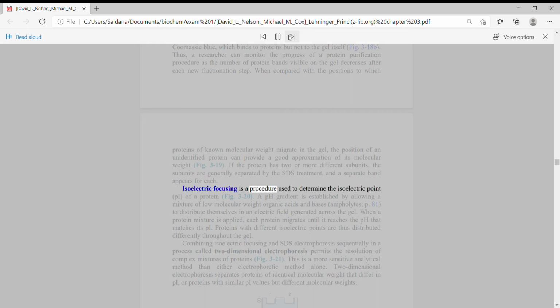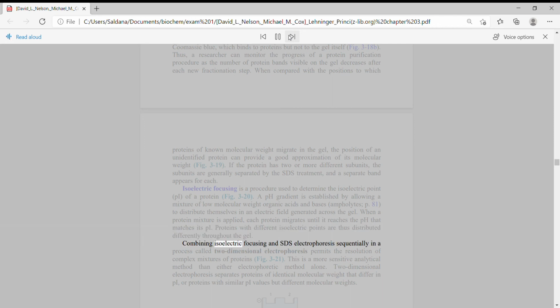Isoelectric focusing is a procedure used to determine the isoelectric point, pI, of a protein, Fig. 3-20. A pH gradient is established by allowing a mixture of low molecular weight organic acids and bases, ampholytes, to distribute themselves in an electric field generated across the gel. When a protein mixture is applied, each protein migrates until it reaches the pH that matches its pI. Proteins with different isoelectric points are thus distributed differently throughout the gel.